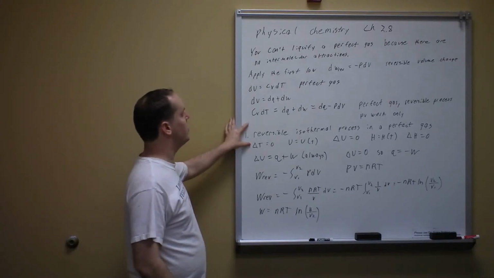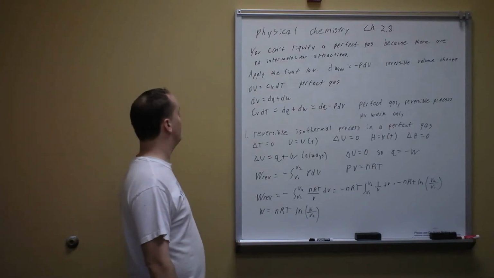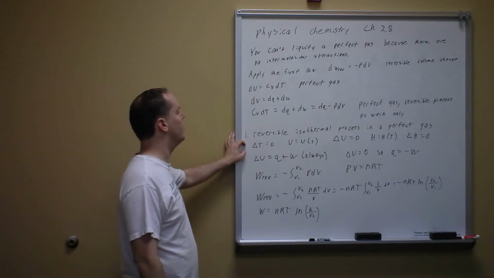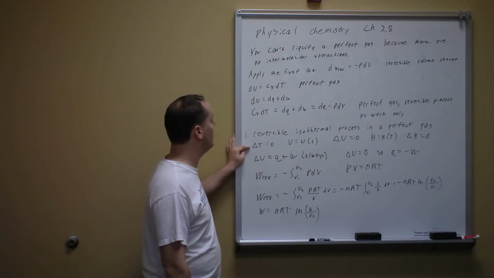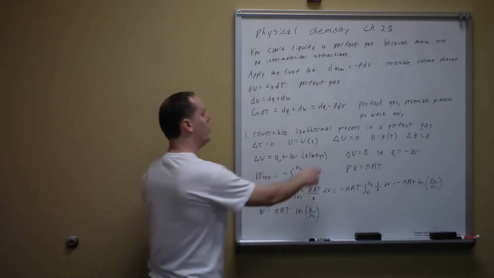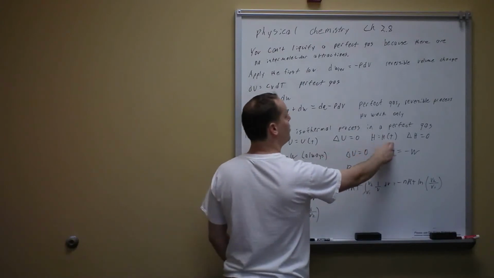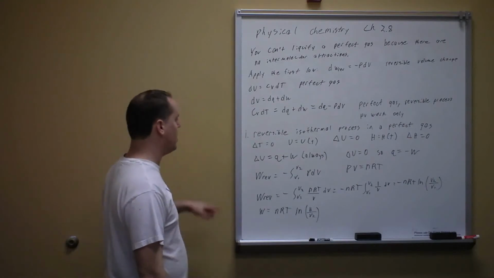Now, let's figure out how we actually do some calculations for this stuff. It depends on the type of process. The first one we're going to do is a reversible isothermal process of a perfect gas. Since it's isothermal, we know that delta T equals 0. Since U is a function of temperature only for an ideal gas, we have delta U is equal to 0. Likewise, since enthalpy is a function of temperature only for an ideal gas, then we have delta H is equal to 0.